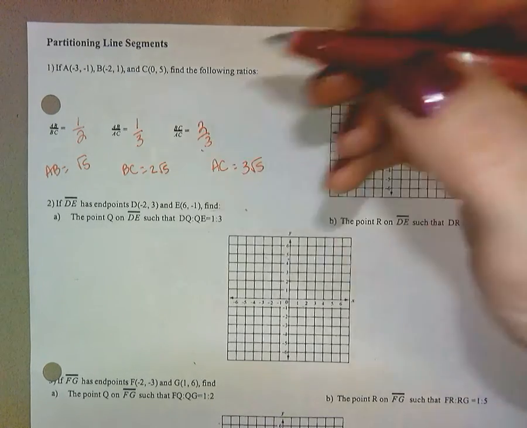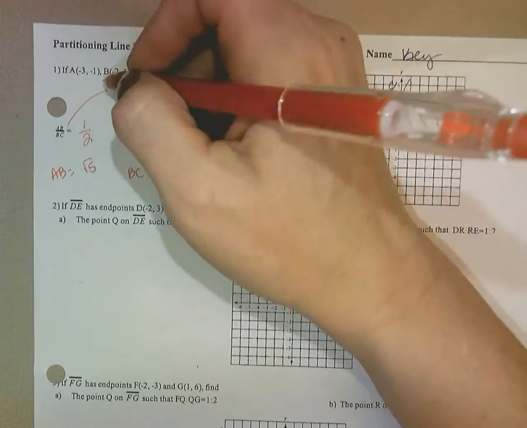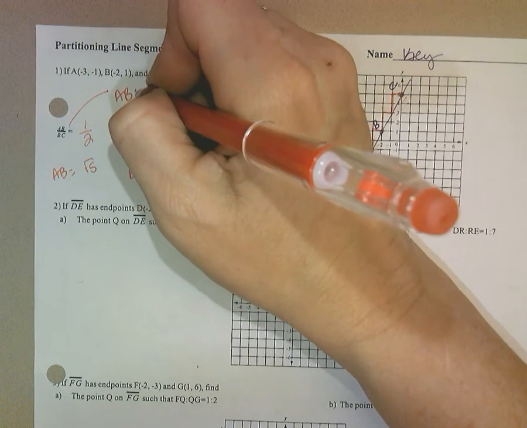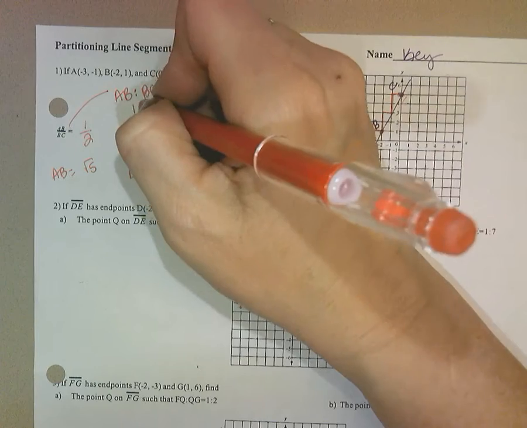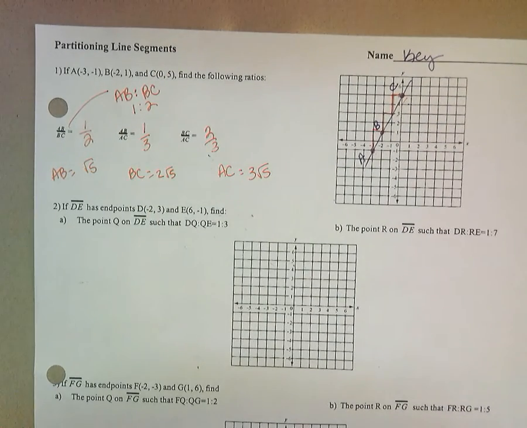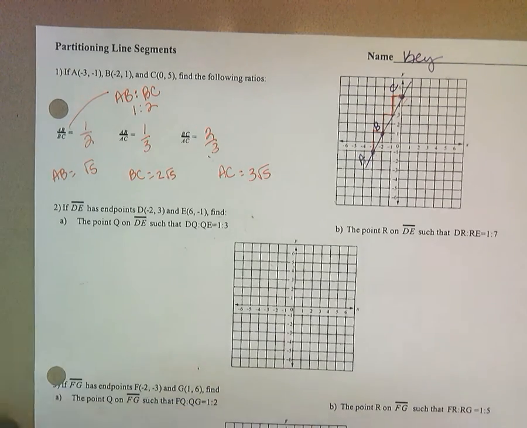I want to talk about another way to write this. This could be written as AB colon BC, in which case it would be a 1 to 2 ratio written like that. Okay? All right, let's look at the next one.